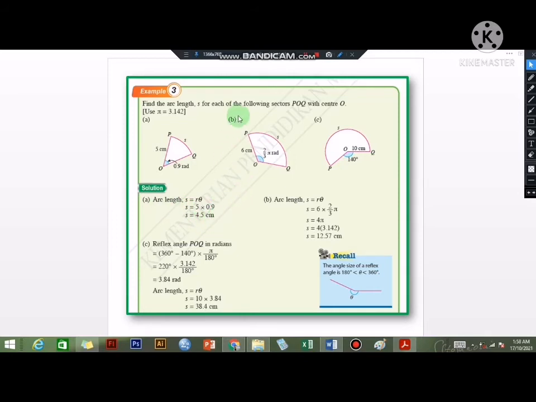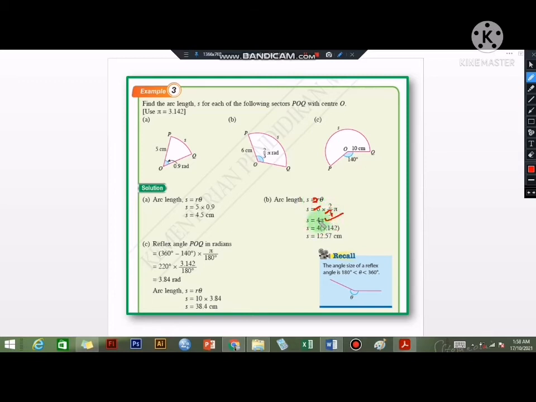Now look at B. S is equal to r theta. Let's look at r. The value of radius is 6 centimeter. Multiply with theta. What is the value of theta? 2 over 3 pi radian. Now you just need to simplify. Just cross-cancel. So 2 times 2, 4 pi.